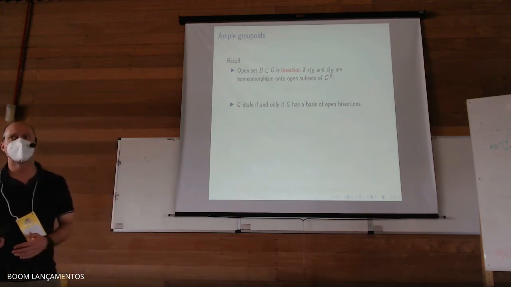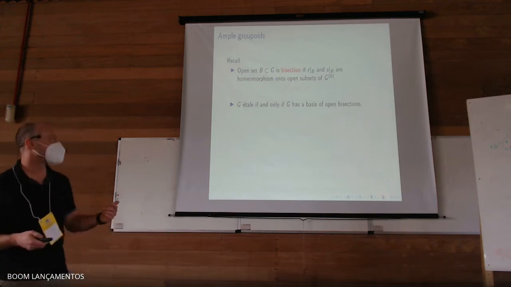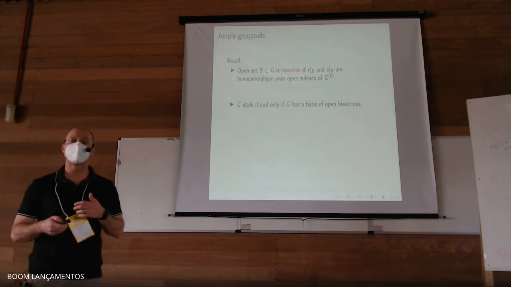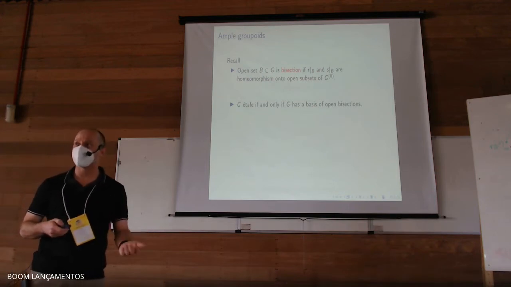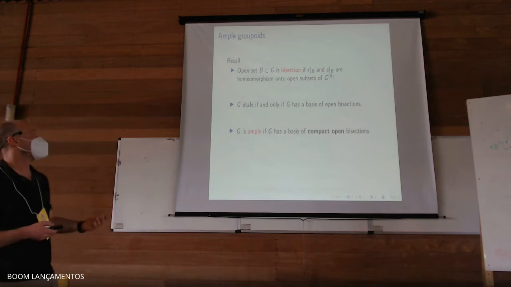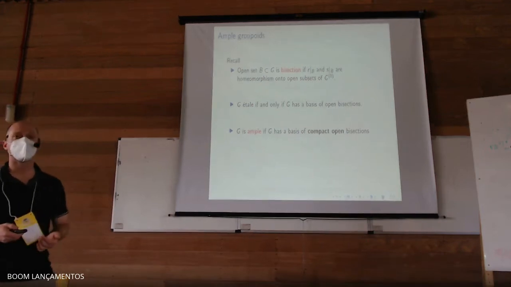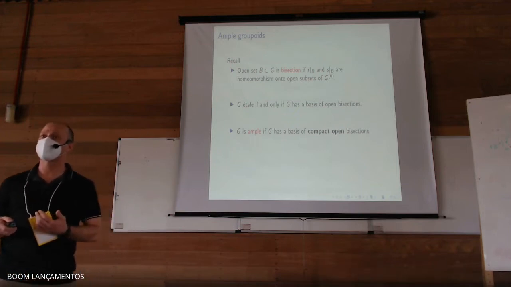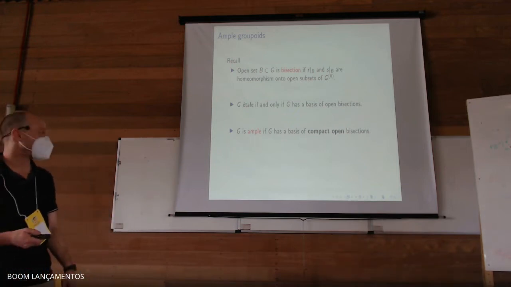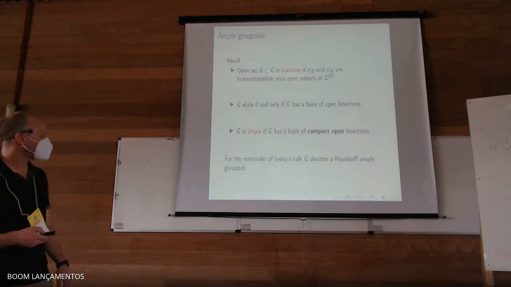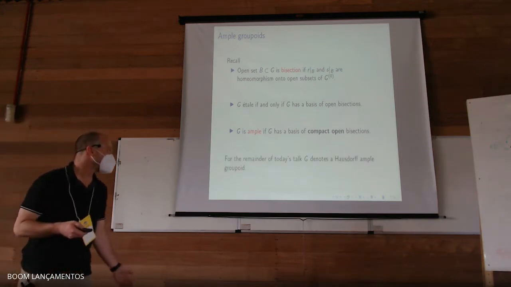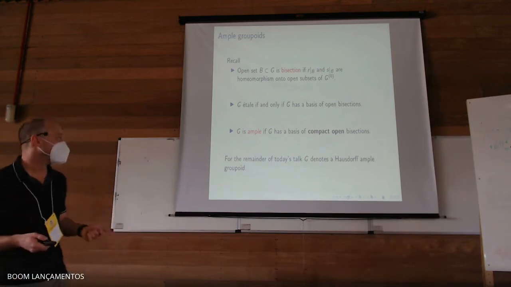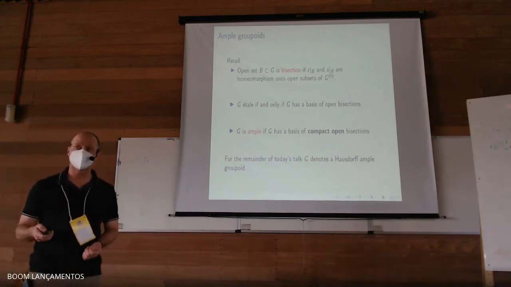All right, so now, one step further. Instead of only considering open bisections, let's also require a basis of compact open bisections. In that case, we call the groupoid ample. And these are the groupoids that we want to work with when we construct Steinberg algebras from the groupoid. So for the remainder of today's talk, whenever we're not dealing with a specific example, we'll assume that G is a Hausdorff ample groupoid.